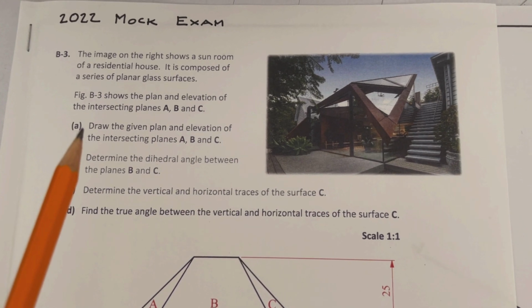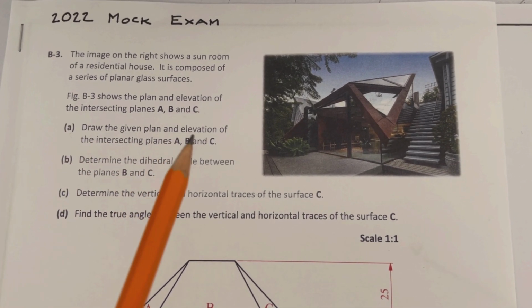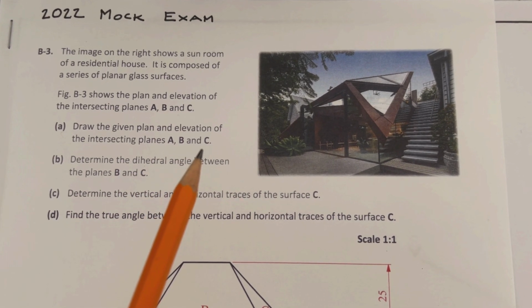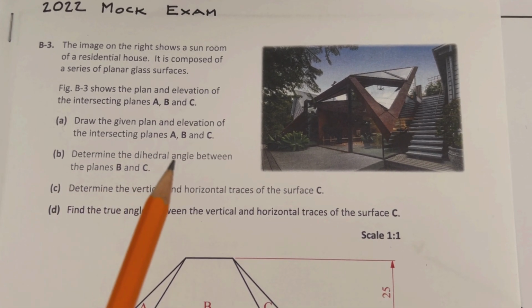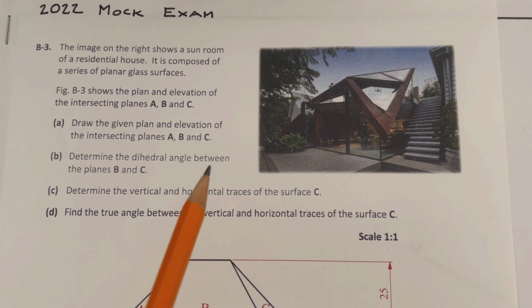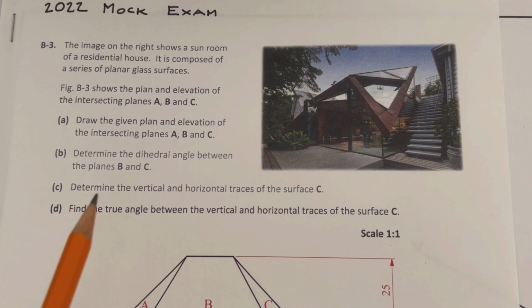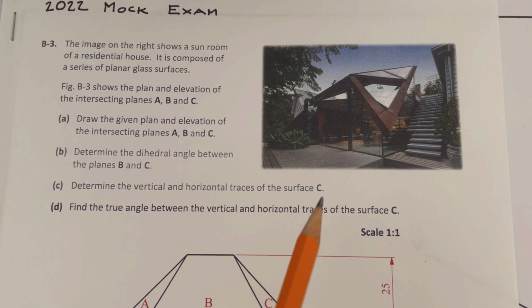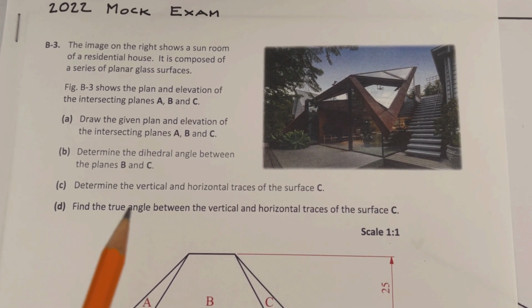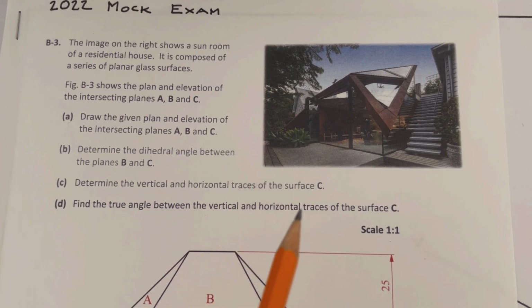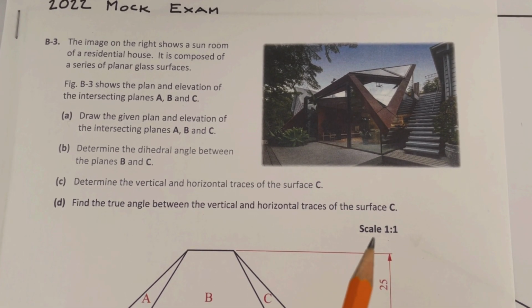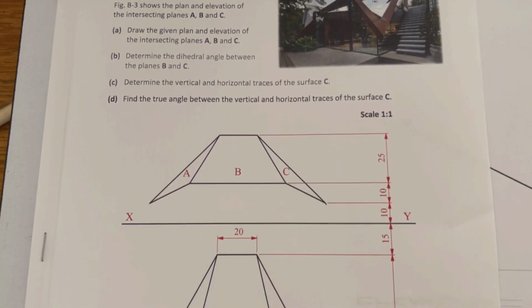The questions that go with this: draw the given plan and elevation of the intersecting planes A, B and C. Determine the dihedral angle between the planes B and C. Determine the vertical and horizontal traces of the surface C. And find the true angle between the vertical and horizontal traces of surface C. Scale is 1:1, so there's no need to change the measurements.